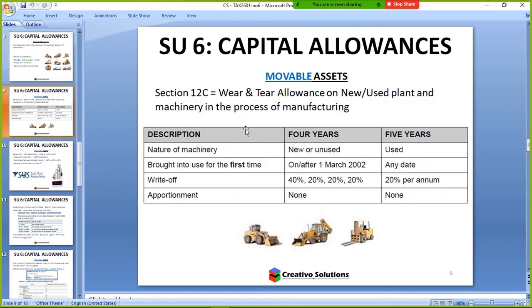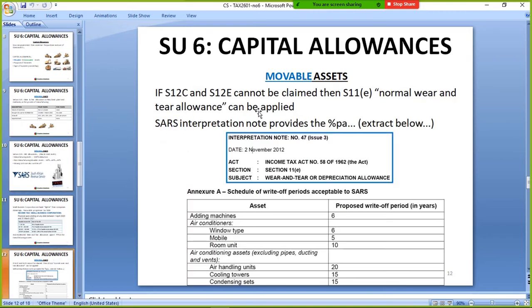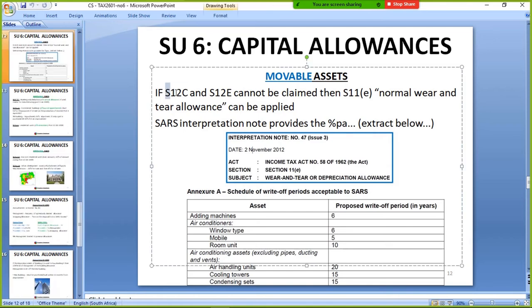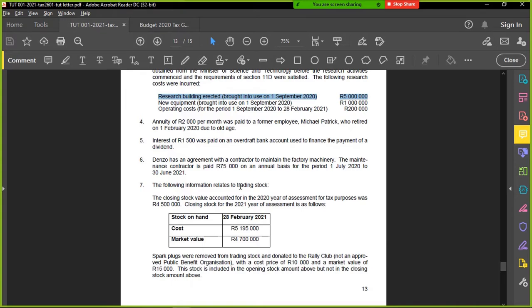Yeah, so 12C, you've only got 12C, and then you've got 12E, which is for SBCs. Okay, and then you've got wear and tear for movable assets. So if you can't claim 12C and 12E, then you'll have to claim 11E. So we need to go back and check.